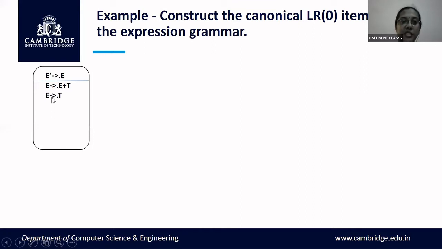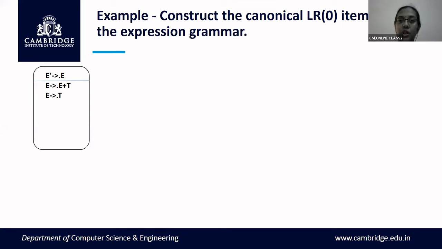Now come to the next production rule. E derives dot T. In this production rule, is the dot followed by a variable or a terminal symbol? It is followed by a variable. And what is that variable? That variable is T. Now take the closure of T.